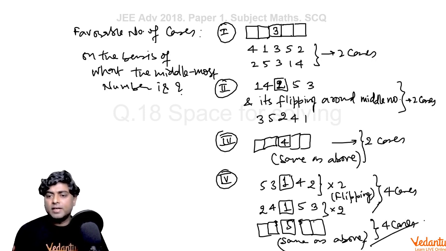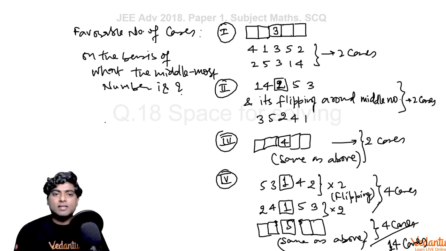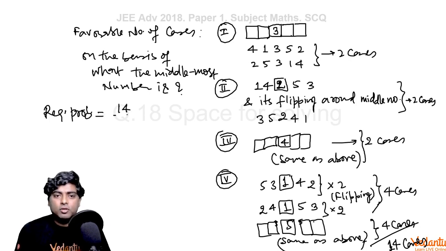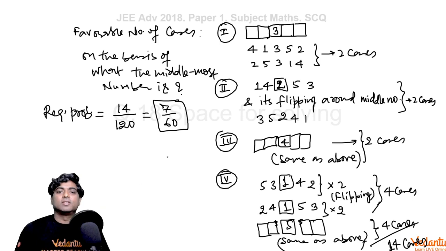So how many cases are total? We can count it. 4 plus 4 plus 2, 4 plus 4, 8 plus 2 is 10, plus 2, 12, plus 2, 14 cases are there. The total favorable number of cases is 14. So the answer to the question, the required probability, must be favorable upon total, that was 120. The final answer to this question must be 7 upon 60. Right? I hope you understood it.